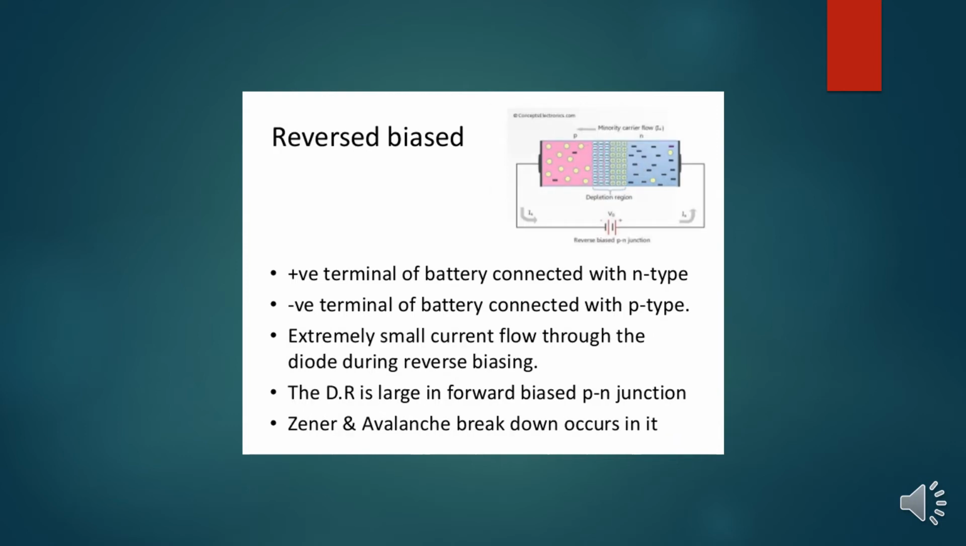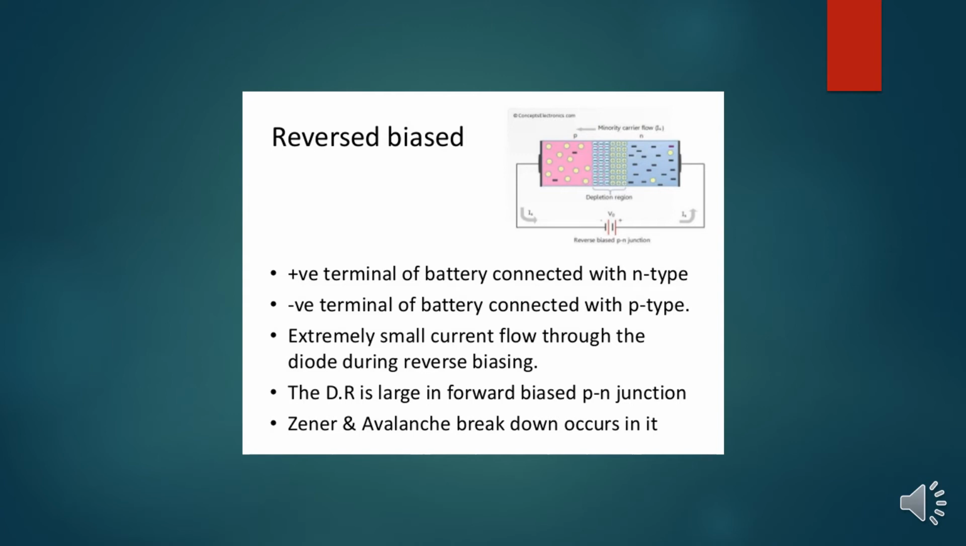And what is the reverse biased? When the positive terminal of battery is connected with N type and the negative terminal of battery is connected with the P type, an extremely small current is present in reverse bias because it has a large resistance in reverse biased PN junction. Zener and avalanche breakdown occur in the reverse bias junction.